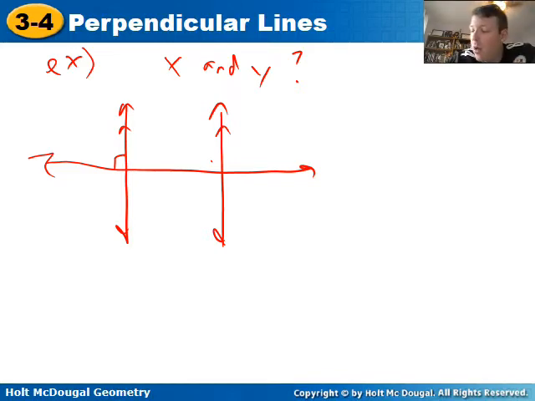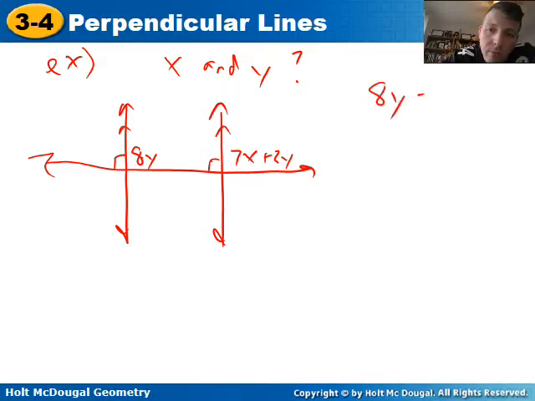Okay? So I'm going to give you that this is 8y and that this is 7x plus 2y. So what we're trying to find is x and y. If you look, you should know from the perpendicular transversal theorem that this is a right angle as well. And so if this is a right angle, then that means this is 90 degrees too, and so is this. So I can set up two equations with 90 in them. Okay, let me show you. 8y equals 90, because that's 90 degrees, and 7x plus 2y equals 90.